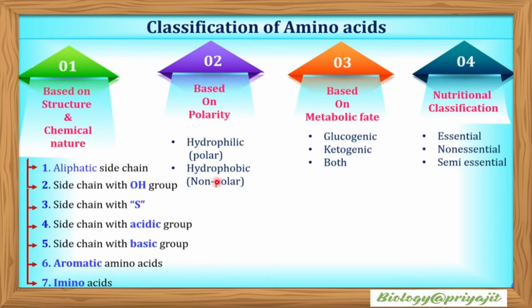Based on polarity, amino acids can be hydrophilic, that is polar, or hydrophobic, that is non-polar. Amino acids can be glucogenic, ketogenic, or both glucogenic and ketogenic. Nutritional classification: amino acids can be essential, non-essential, or semi-essential. We'll discuss in detail later.